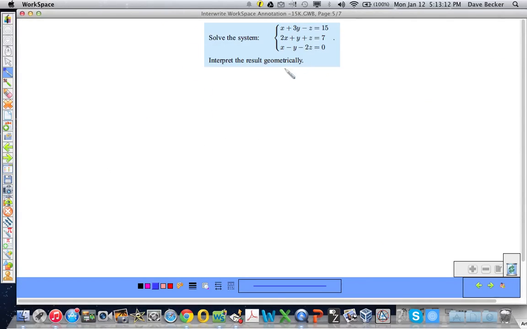So I need to solve this system and then interpret the result geometrically. That's the other thing. Depending on our results, we can see if there is a unique solution, an infinite number of solutions, or no solutions.